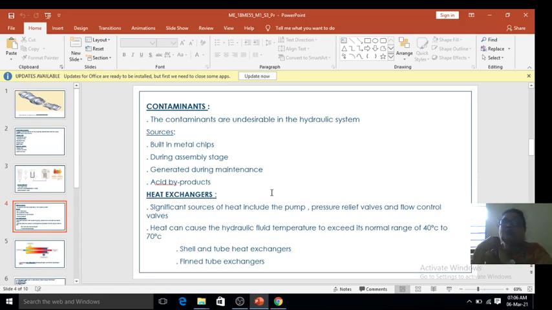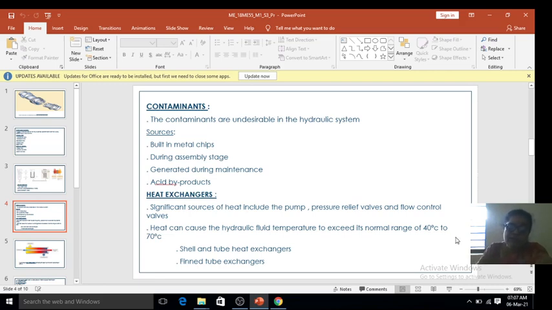That temperature causes problems; you might have studied the flash point, fire point and other things. Such problems are quite predominant in the case of oil hydraulics. In such cases, it is very important to remove the heat from the fluid, so we go for heat exchangers to reduce the temperature of the fluid to some extent. Heat can cause hydraulic fluid temperature to exceed its normal range of say 40 to 70 degrees centigrade.